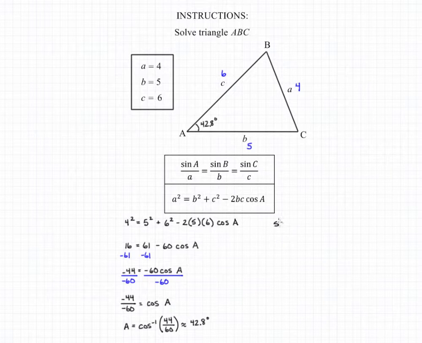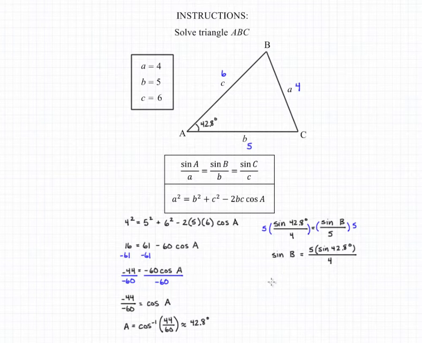Now that we know an angle, we can use the law of sines to find another angle because we have all the sides. So we can say that the sine of 42.8 over its opposite side, 4, is equal to the sine of angle B over its opposite side, 5. And we can start out by just multiplying both sides of the equation by 5, which is going to give us the sine of B being equal to 5 times the sine of 42.8 all over 4. And here we can simplify the right side to the sine of B is equal to 0.849.